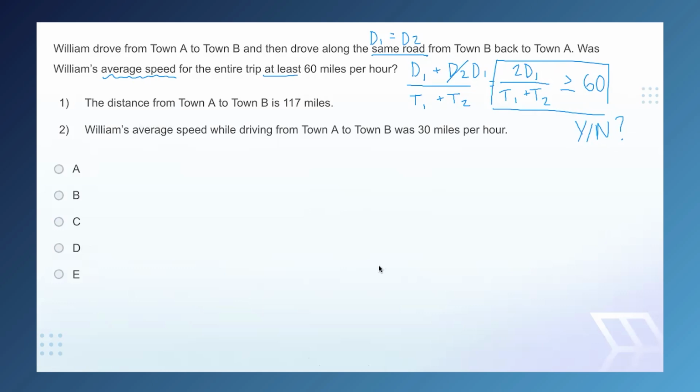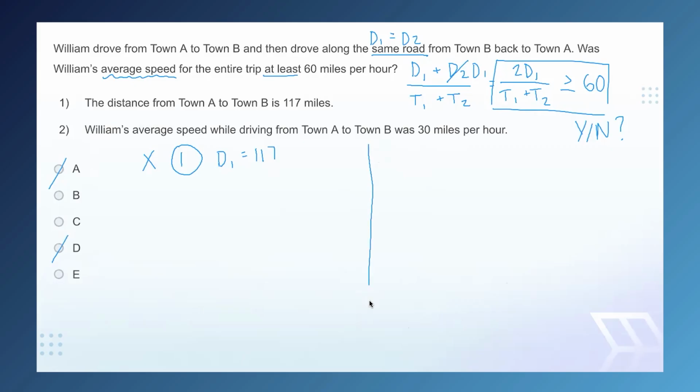All right, at this point, we can jump into our statements. Now, before I approach this the right way, I want to show you the trap that most test takers fall into. Okay, statement 1 tells us that the distance from town A to town B is 117 miles. Okay, gonna go ahead and do my work for statement 1 right here. This means that D1 is equal to 117. So I could plug this into my inequality and I could solve for the numerator, right? But without either T1 or T2, I have no way of determining whether this is true. So statement 1 is going to be insufficient, which means that I can rule out A and D.